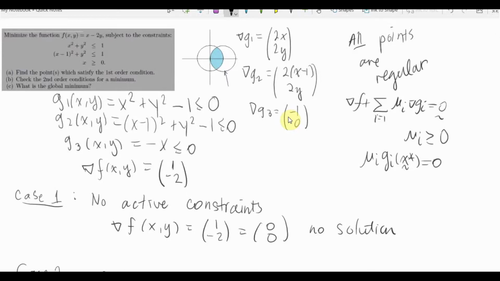In this minimization problem, we start by rewriting the inequality constraints in order for them to fit the generic setup for a nonlinear optimization problem. The picture to the right shows the feasible region, shaded in blue.